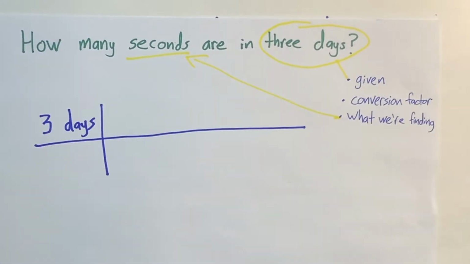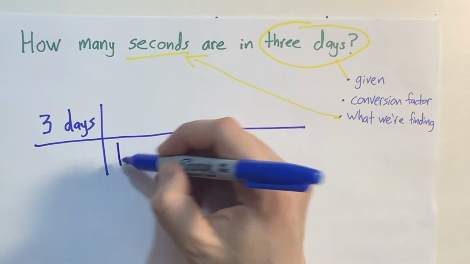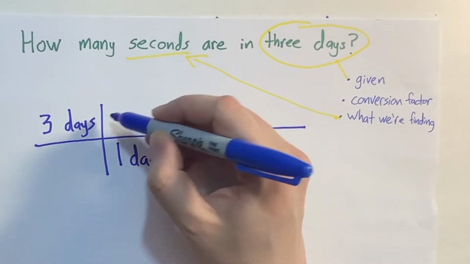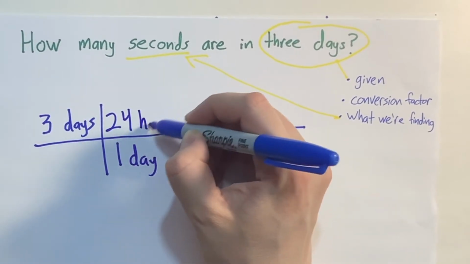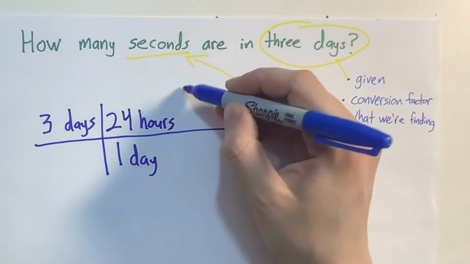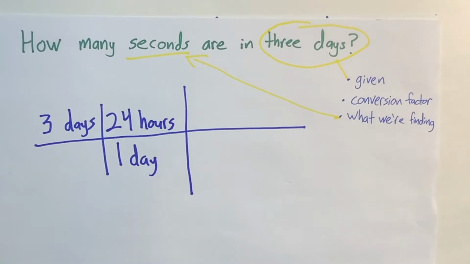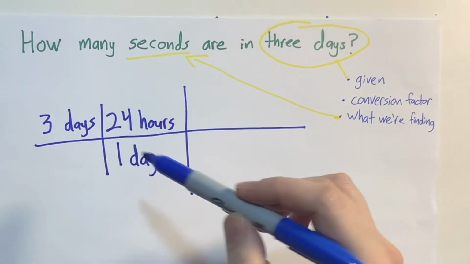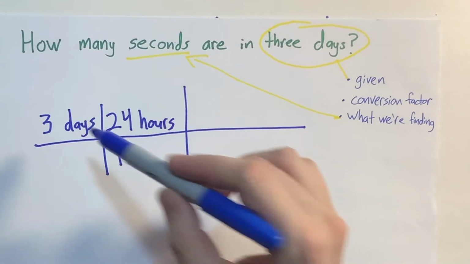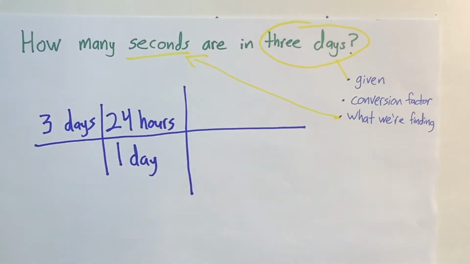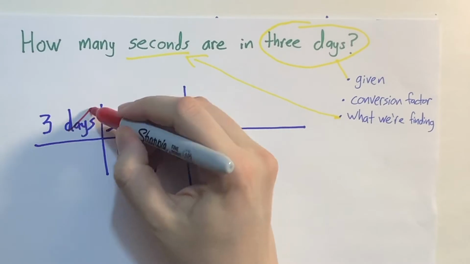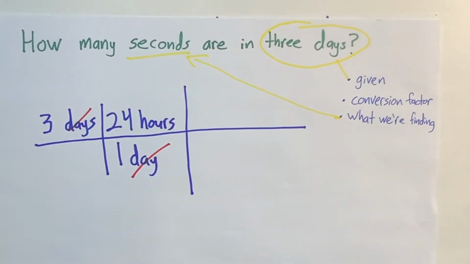Let me show you. So we know a day is equal to 24 hours. So 1 day, 24 hours. Okay? These two are equal, so it'd be like multiplying it by 1. But if you remember from middle school math, if something's on the numerator and the denominator, they can cancel out. So days cancels. And I'm left with hours.